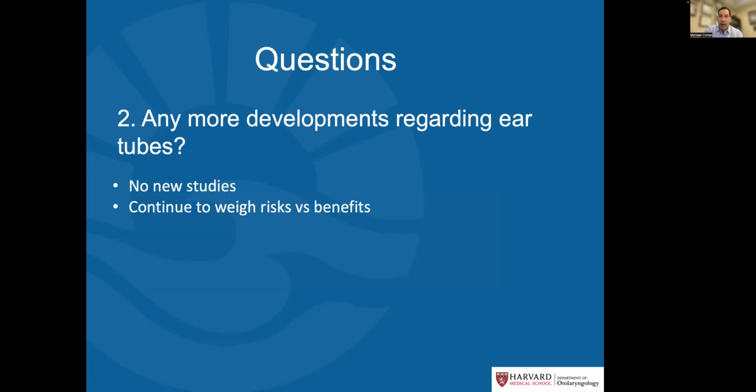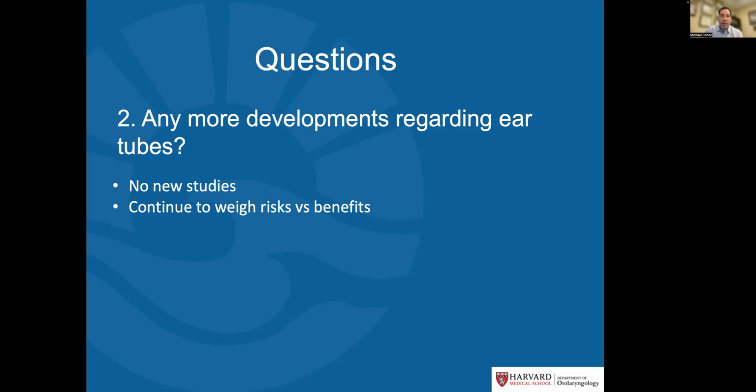I'd have to say, I haven't seen any new studies about this, but I think it's important to continue to weigh the risks and benefits. And if there is any question of whether tube insertion is necessary, I would say in borderline cases, maybe wait and see a little longer. Sometimes middle ear disease does resolve spontaneously with a little extra time. So I think the best answer here is to just be thoughtful about tube insertion and not rush into it.